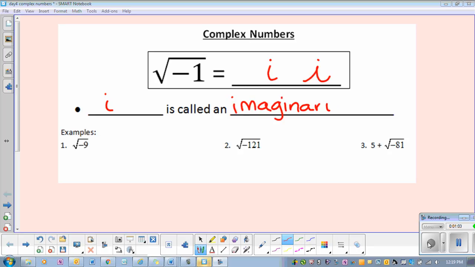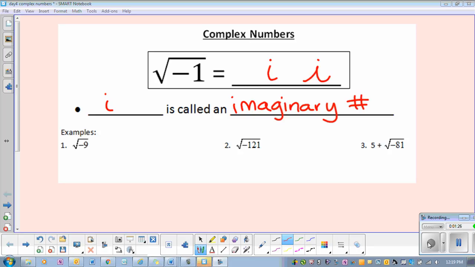How fun. Now we are moving on and including imaginary numbers into our repertoire, right? So, guys, that is the definition: square root of negative 1 is i. Okay? So let's look at number 1.